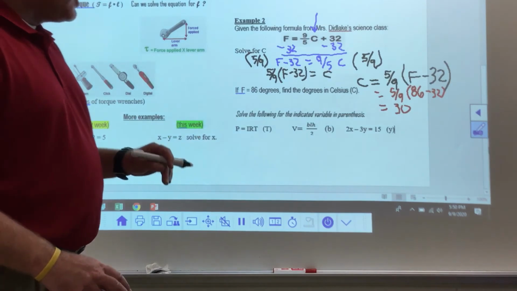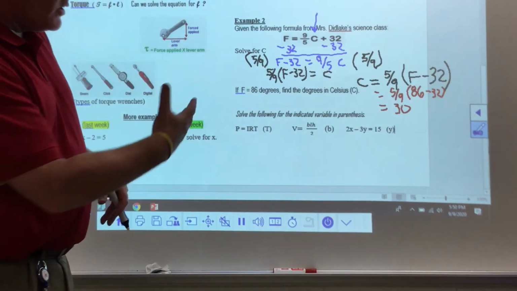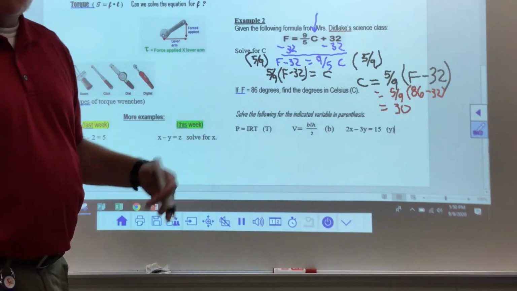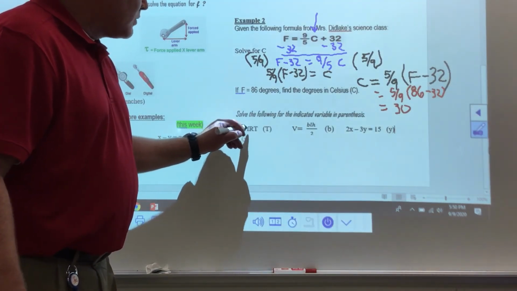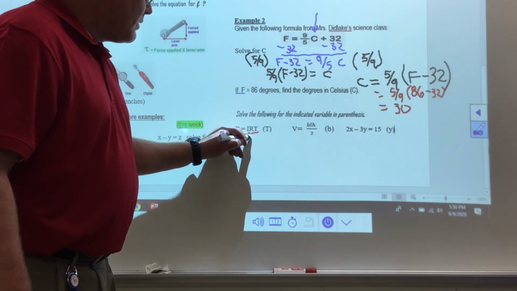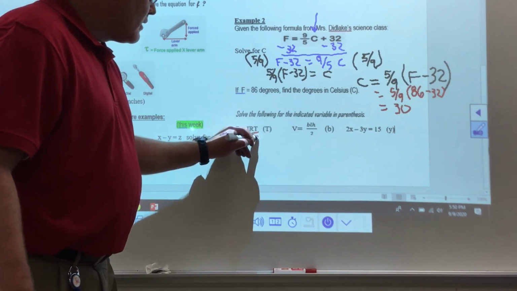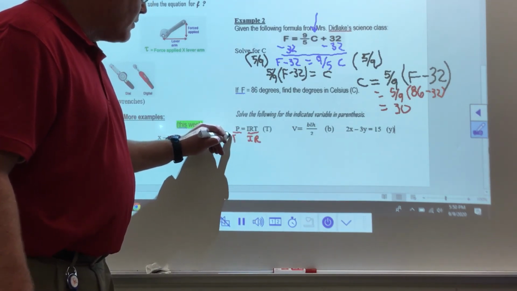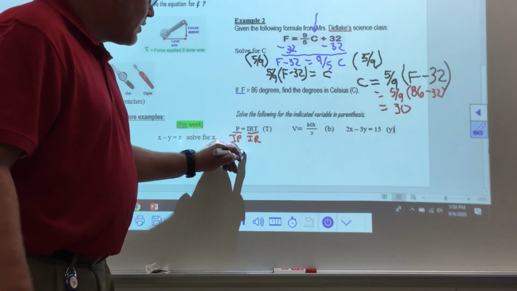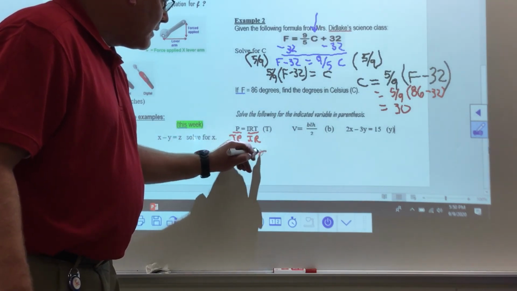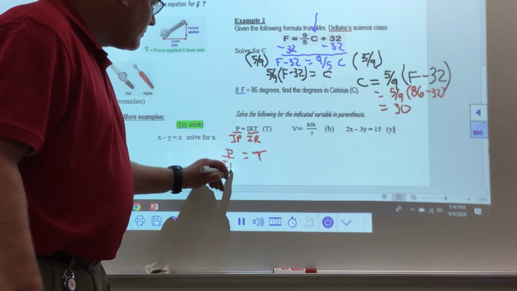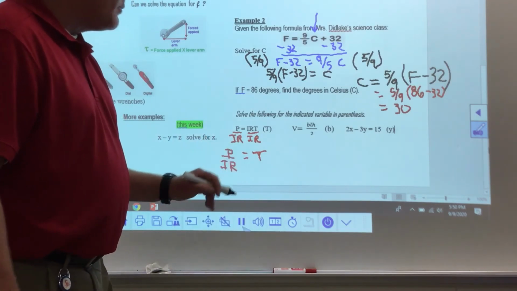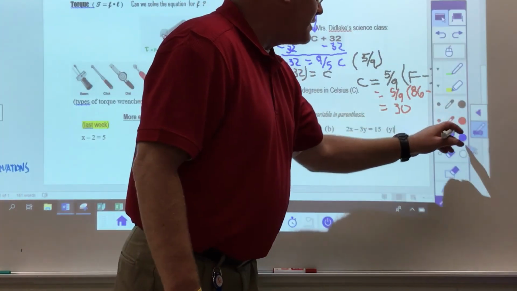Now, on the home stretch here, going over these real quick, here's some real formulas, or close to real formulas that exist out there. If we're going to solve this P equals IRT for T, we would just divide both sides by IR. I'm doing 2 at a time right here. So we get T is equal to P divided by IR. Fix that R a little bit. Right here, let me change pens.